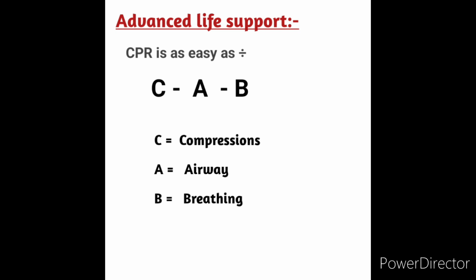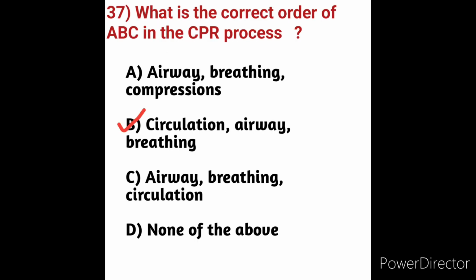Here we can see in this picture advanced life support, CPR, cardiopulmonary resuscitation, in an easy way. CAB: C for chest compressions, A means airway, B means breathing. So here CAB means chest compressions, airway, breathing.